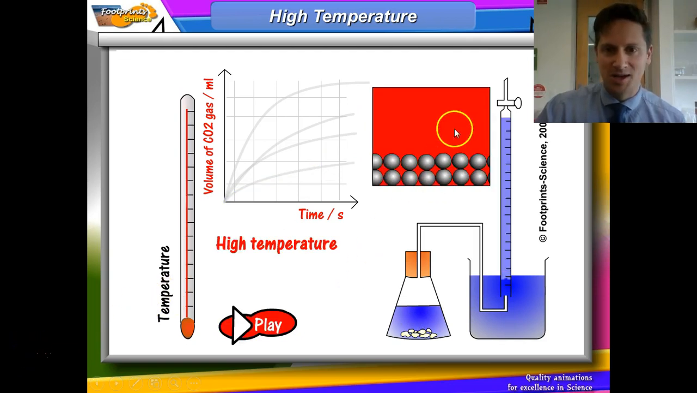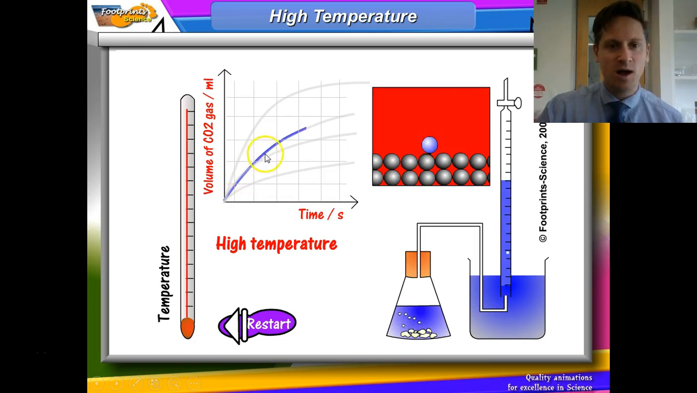Now let's go high temperature, indicated by the red, kind of like a field of lava. Now look at these, how quickly these are coming in. So they're going to be more collisions happening more often. Okay, and look at the volume of gas produced, much higher this time, much higher. So this is a big increase in temperature. Now why do you think that might be?